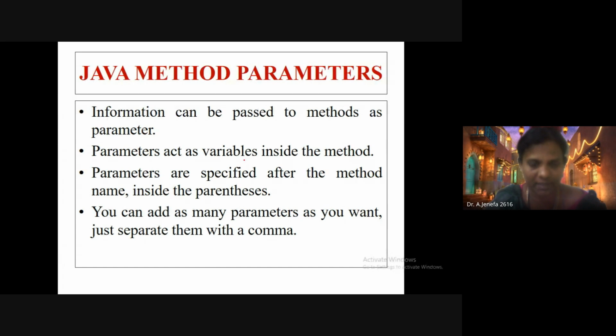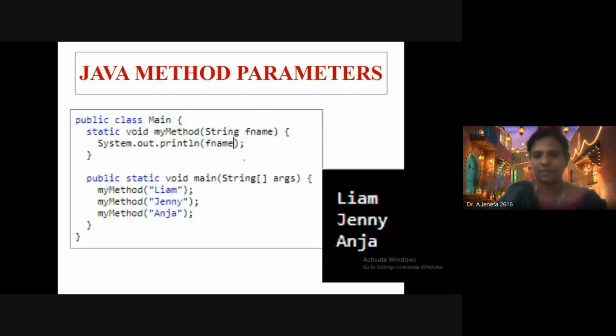And the third point is that parameters are specified after the method name, inside the parentheses. What I am describing now is just how we pass values from the function calling to the function definition. If you are passing multiple values, they should be separated with commas. If you're passing only one value, then there is no need of separation. If you want to pass more than one value from the function calling to the function definition, it should be separated with commas.